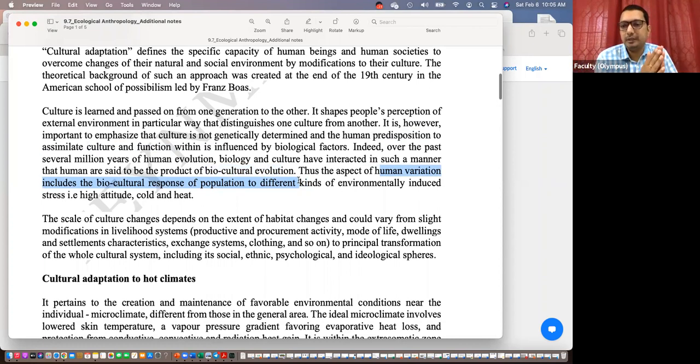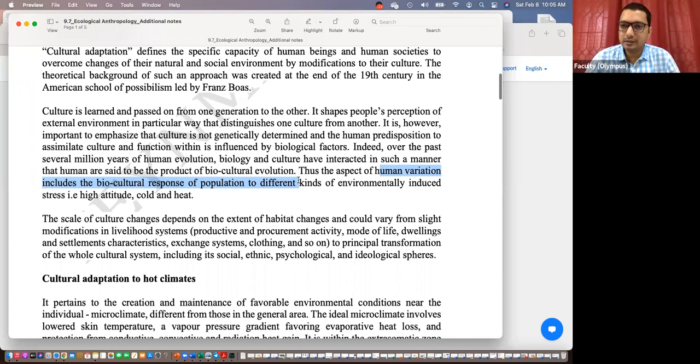Otherwise, it becomes incomplete. If you focus either just on the biological variation or just on the cultural variation, I think it is not sufficient. It won't give us the complete picture. That is where physical anthropology, the physical and biological part, plays an important role, because unless you integrate this biological component, the picture that we are seeing is not complete.